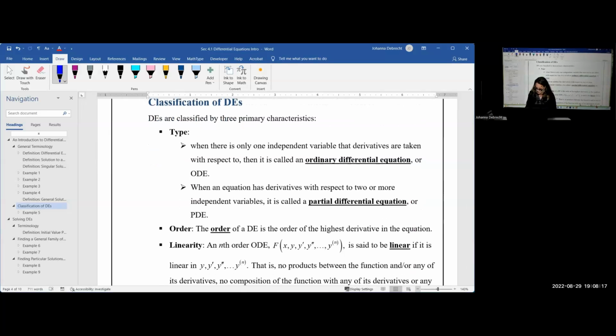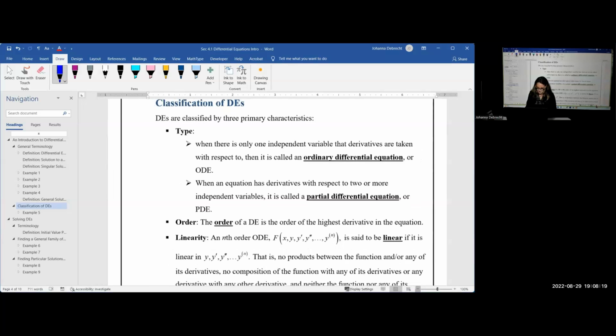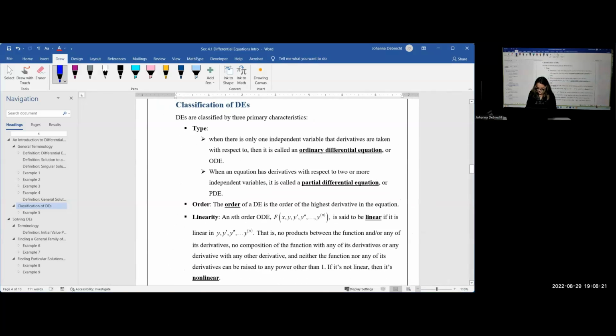All right, let's go ahead and classify our differential equations. There are multiple ways to classify, and I'm going to shrink this up a little bit so that we can see it all at one time. So hopefully you can still read this. I'm still sharing my screen with you. There are 3 primary characteristics of a differential equation: type, order, and linearity. Linearity tends to be the one that causes the most trouble for students in detecting. Type and order tend to be pretty straightforward.